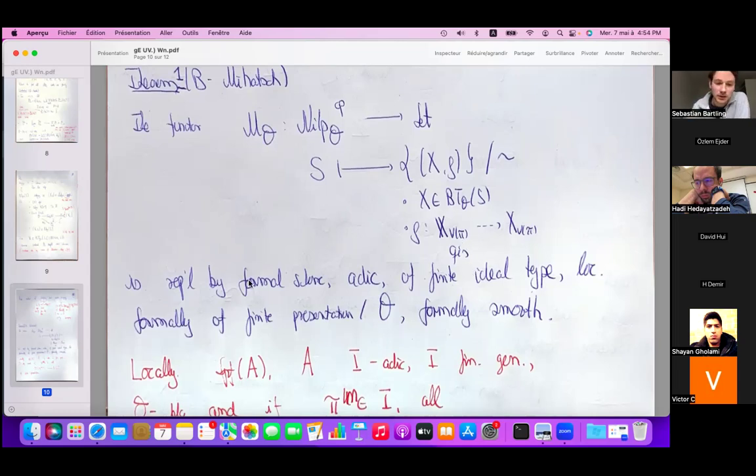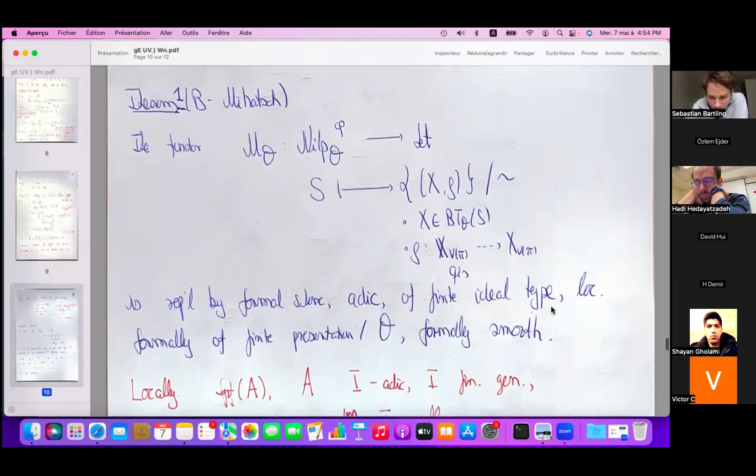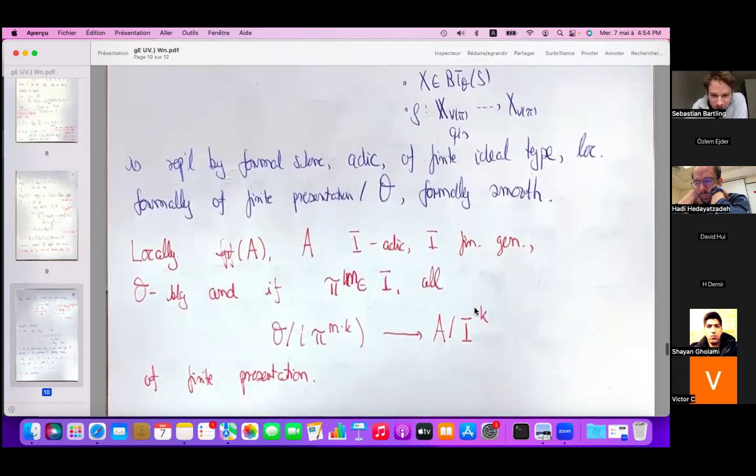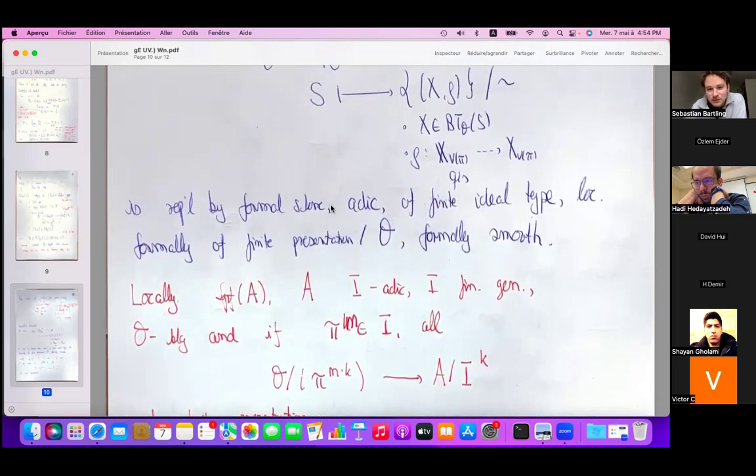is representable by a formal scheme which is adic of finite ideal type and what we call locally formally of finite presentation over O, and formally smooth. So, okay, let me explain here what this means. These adjectives are there because we're in this non-Noetherian situation.